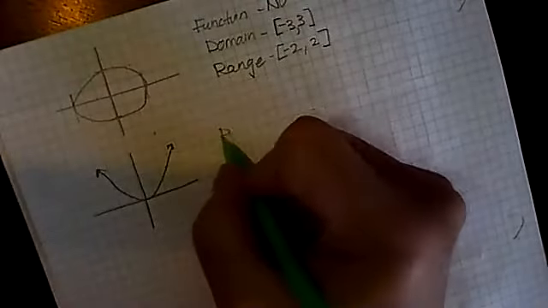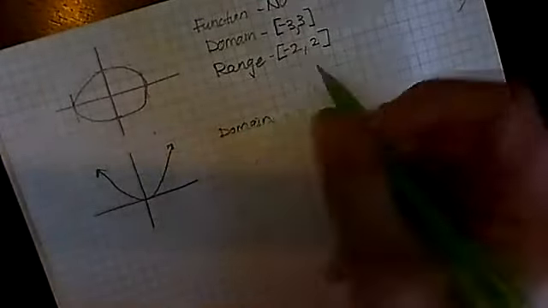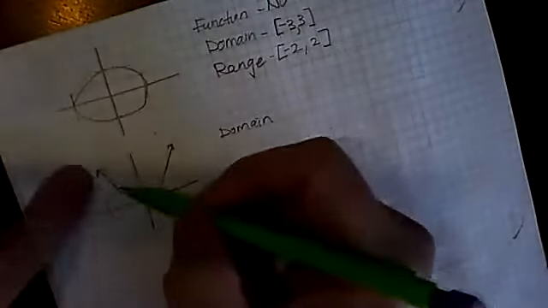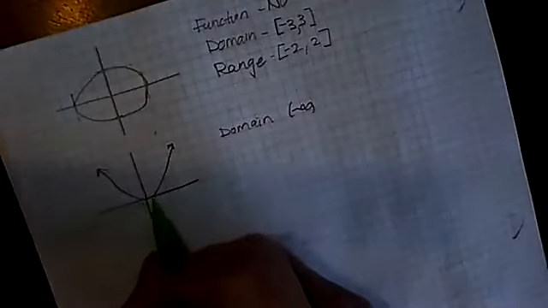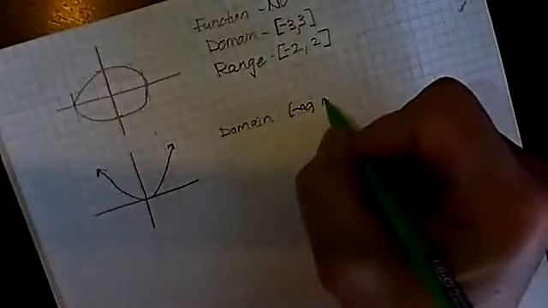So for your domain, that's going to start clear over here at infinity because it's going forever. So it goes from negative infinity. Remember, domain is the x values. And as this keeps going up, these x values keep going to positive infinity.